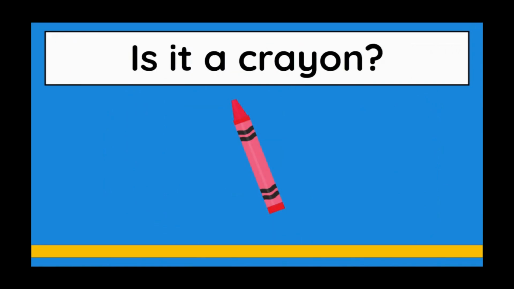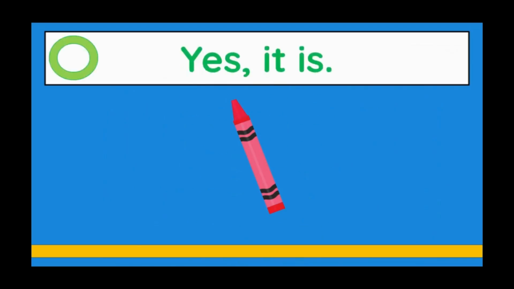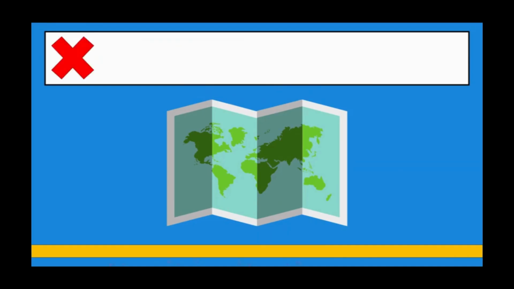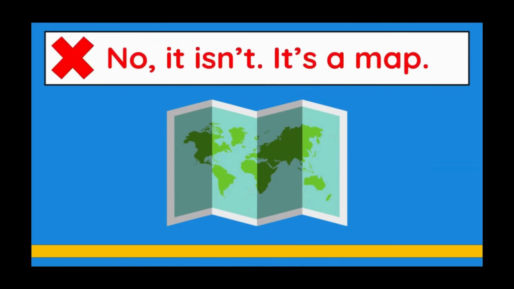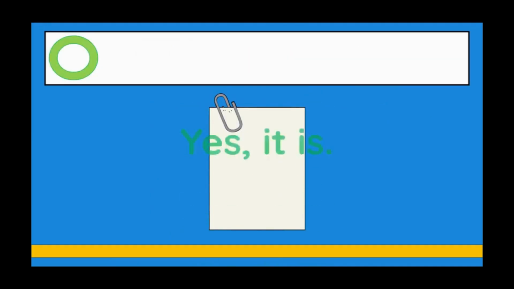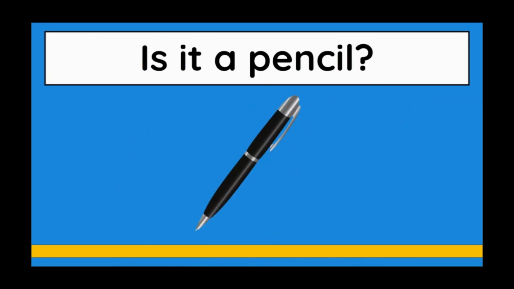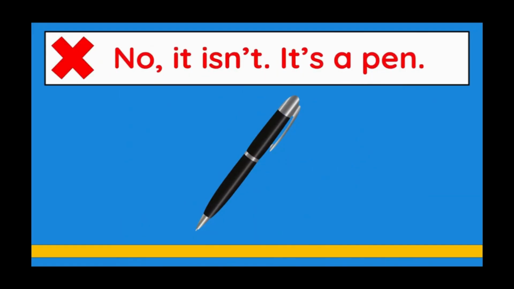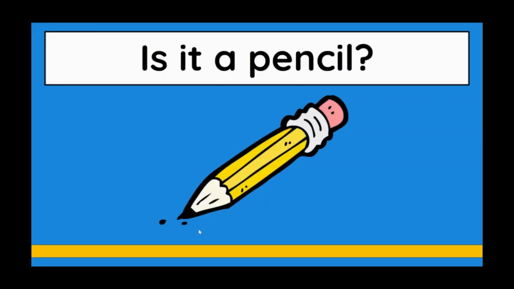Is this a crayon? Yes, it is. Is this a board? No, it's not. It's a map. Is this paper? Yeah, it's paper. Is this a pencil? Ooh, this is tricky. No, this is a pen. And we know it's a pen because of its shape. Because it has this little tip where ink comes out.